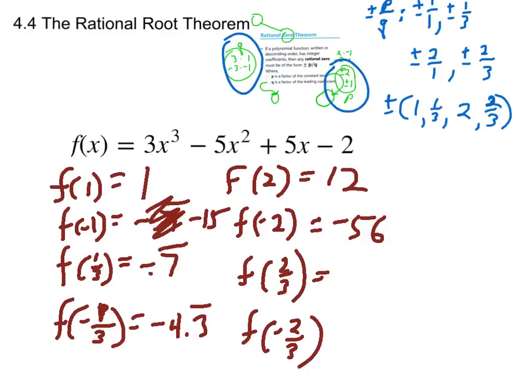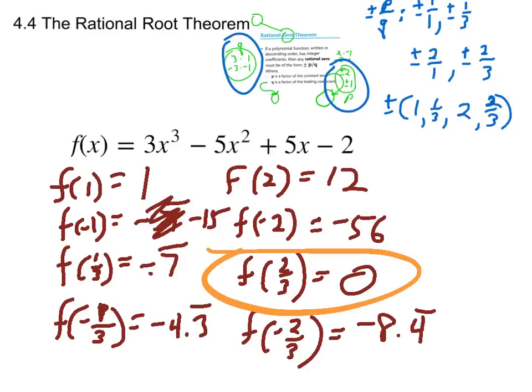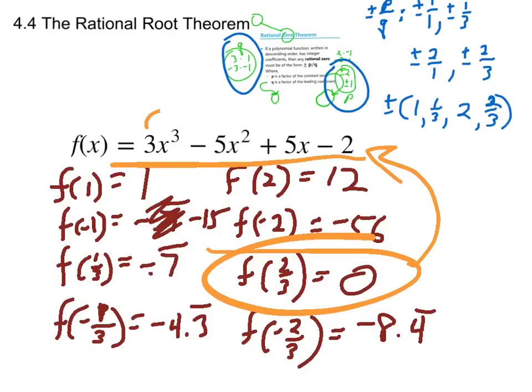Plug in 2/3, you get a y value of 0. And if you plug in negative 2/3, you get a value of negative 8.444444, etc. Guess what? We just found ourselves a root. 2/3 is a root. Now, we could take that to the next level, but we're going to wait for that. We're going to divide that out, and then we can get this down to an x squared. And once we get it down to an x squared, we could use a quadratic formula or factor it nicely and find all the roots.